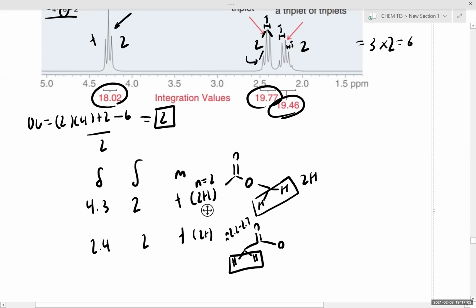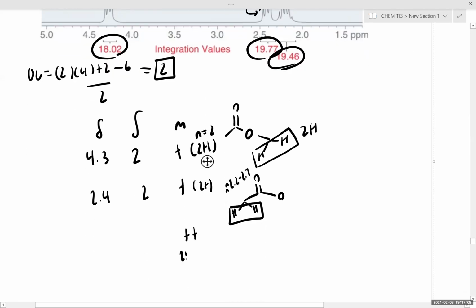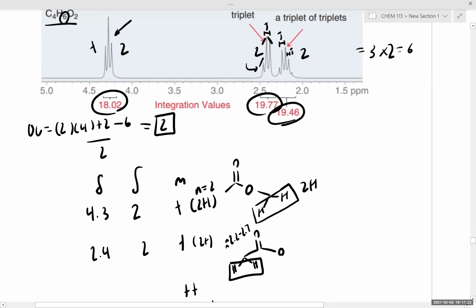Okay, what about this triplet of triplets? Now, triplet of triplets tells us we have two sets of two hydrogens adjacent, right? We have our primary splitting pattern and then our secondary splitting pattern. So we have two sets of two hydrogens adjacent to this set. So looking at our triplet of triplets, what's the chemical shift value and what's the integration? Let's continue filling in the table.